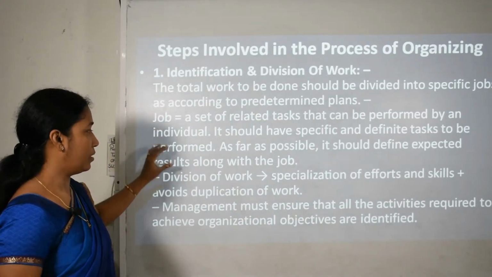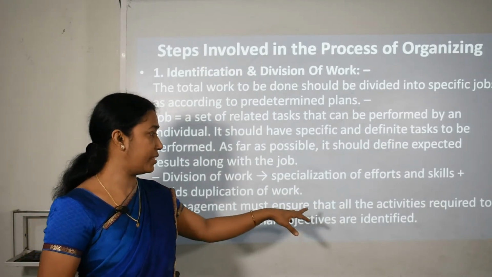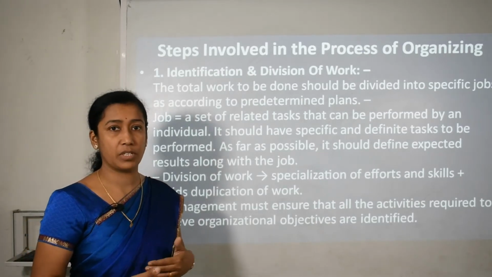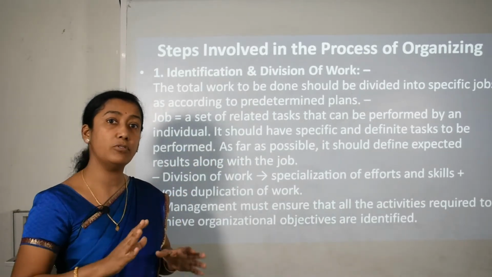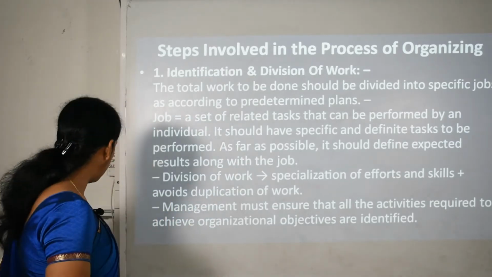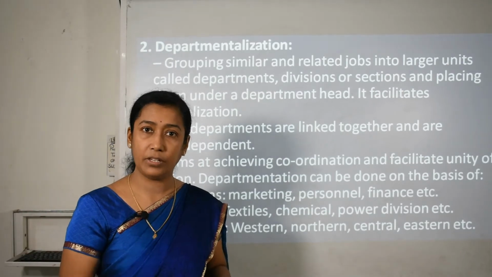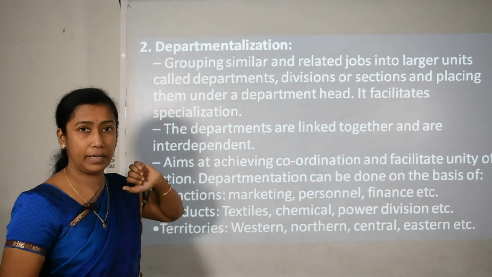So for a job in which we have specialization, management must ensure that all the activities required to achieve organizational objectives must be identified. That is, management must assure that all the activities are provided to certain people and the activities are very clear to each and every individual, that what kind of task they need to do and what is their aim. Second is departmentalization.